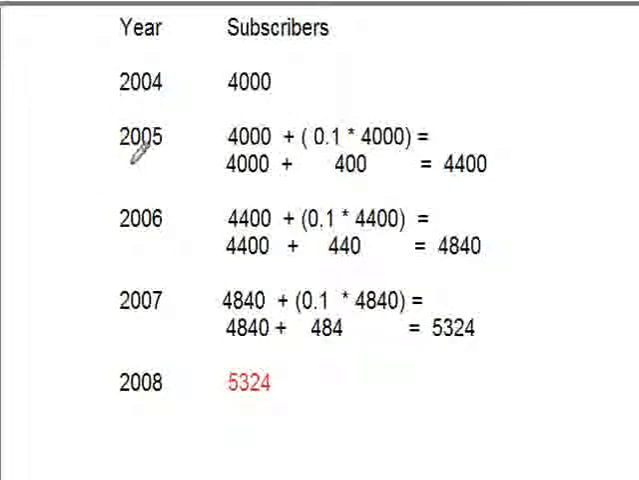So, at the end of the year 2005, you have 4,000, the original amount of subscribers, plus 10% of 4,000, or 0.1 times 4,000, right? When you take 0.1 times 4,000, you're going to come up with 400, and 4,000 plus 400 is 4,400. But at the end of the year 2006, you're going to use this new value, the value at the end of 2005, plug it in as your original value, right? And then you're going to add 10% of 4,400.